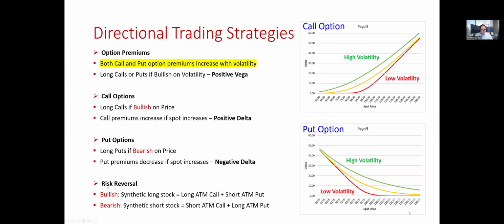Now, finally, we want to talk about risk reversals. Risk reversals are a synthetic stock position. If you're bullish on the price, you would want to be synthetically long the stock, and you can achieve that by combining calls and put options. You go long an at-the-money call and short the at-the-money put. If you superimpose these two payoffs, long the call and short the put, you'll just have a long position. Similarly, if you're bearish, you can take the reverse view: short the at-the-money call and long the at-the-money put, and if you plot that payoff, you'll see you're replicating a short stock position.